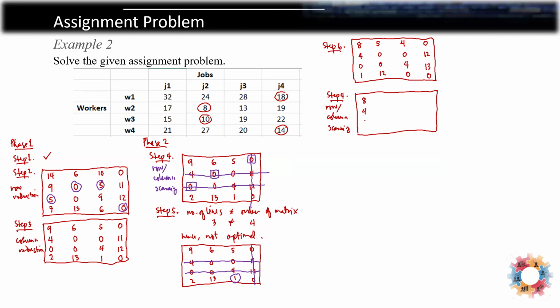So 8, 4, 0, 1, 5, 0, 0, 12, 4, 0, 4, 0, 0, 12, 13, 0. Okay. And then let's do the row scanning and column scanning. So row scanning first. In the first row, there is only one 0 there, right? So let's mark that by a square and then delete the corresponding column.